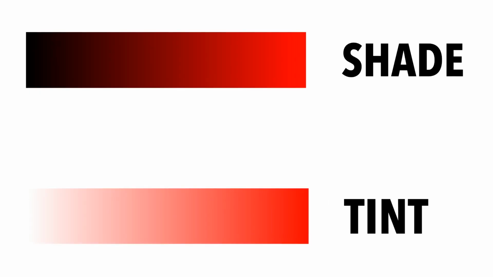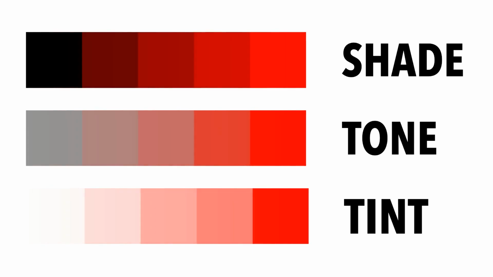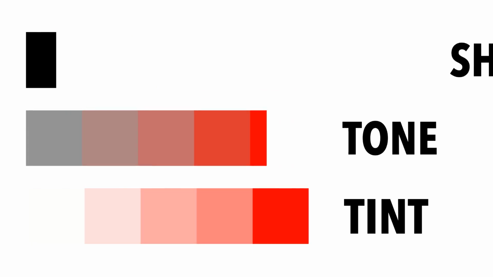The third quality is value, which indicates how light or dark a color is. By adding black, we create shades of a color, making it darker. Adding white results in tints, which lighten the color. Additionally, we can introduce tones by mixing in gray, creating a more muted variation of the original hue.